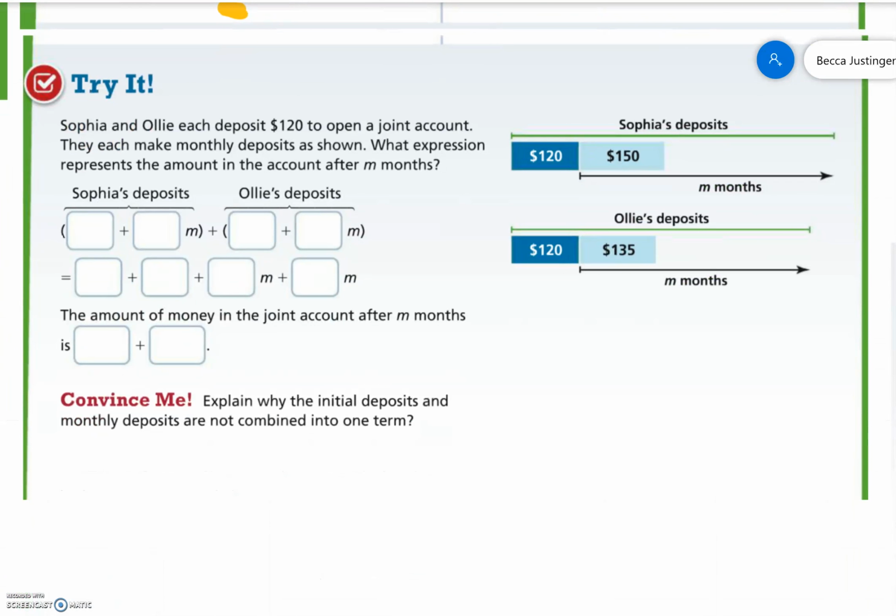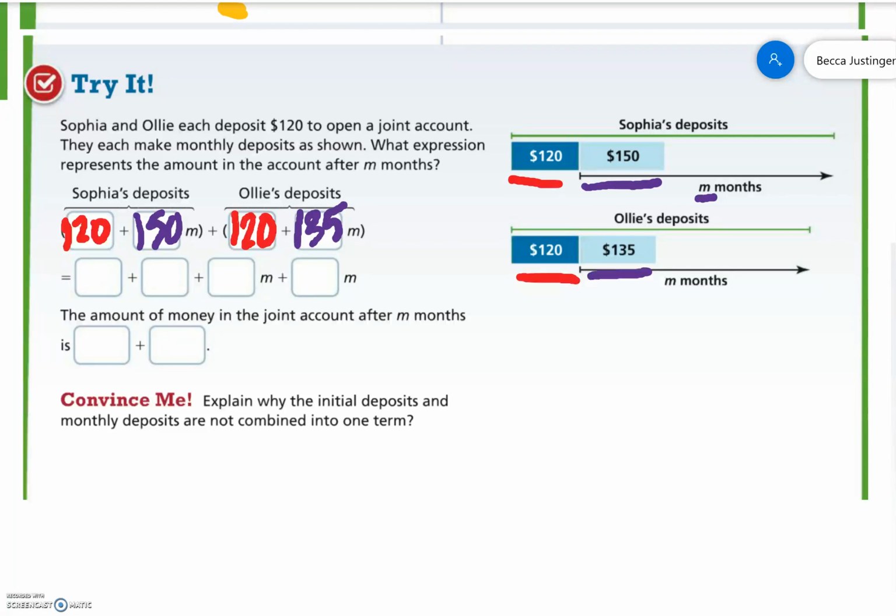Let's try it. Sophia and Ollie each deposit $120 to open a joint account. They each make monthly deposits as shown. What expression represents the amount in the account after M months? Well, they both put $120 down first. So they're both starting with $120. Then Sophia deposits $150 every month. So that's going to be 150 times M. Ollie deposits $135 per month.